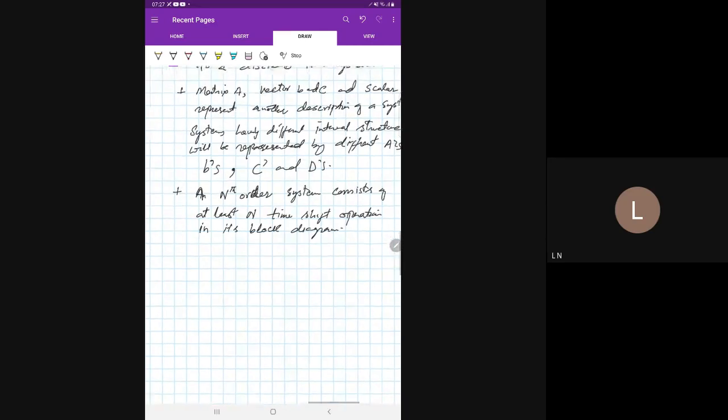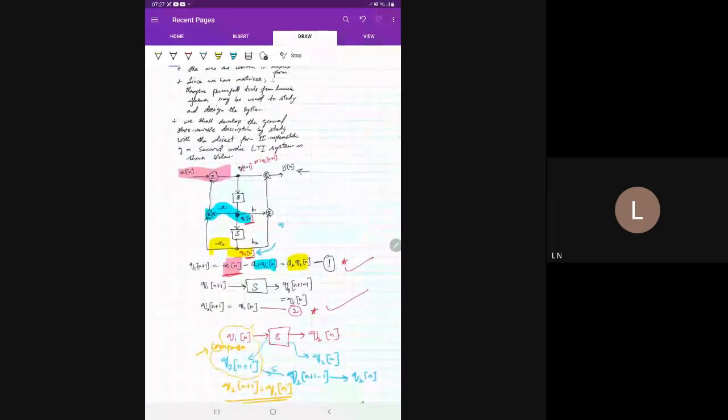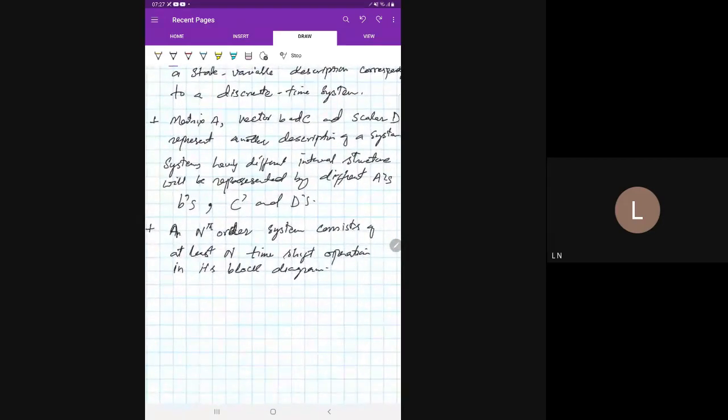So the previous system that we have discussed, we said that it is a second order system. It is a second order system because it has two shifts. At least two shifts are present in its block diagram. So we say generally an nth order system consists of at least n time shift operations in its block diagram representation.